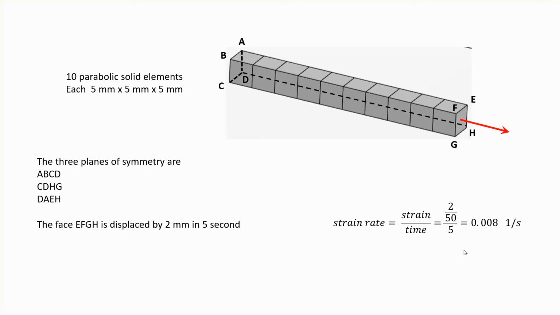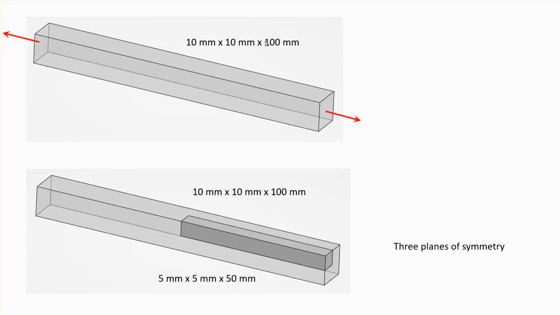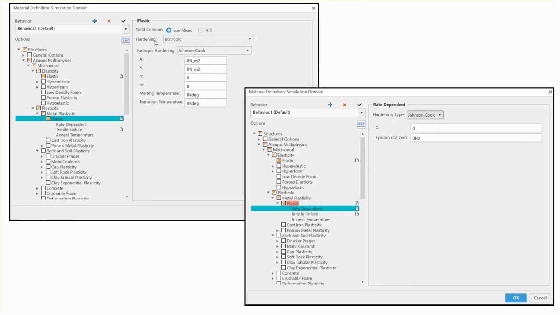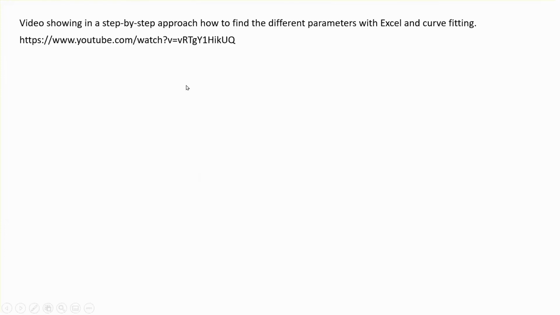Now this problem came from the one that's up here. Because of symmetry, we need to take only 1/8 of the model, and there are 3 planes of symmetry. And here's the table in 3DEXPERIENCE that you have to fill in. There are 8 parameters, as you can see. 6 of them are here, and the other 2 pop up if you check this rate dependent branch here, and altogether there's 8 of them. And there's a nice video description of how these parameters can be obtained, which is given there.